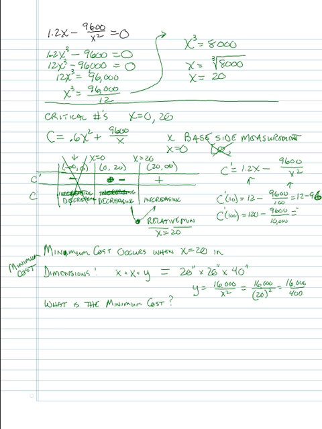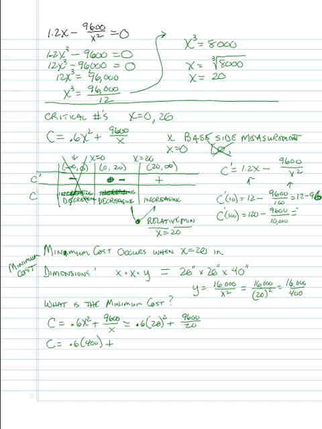Okay, well, what is the cost function? The cost function is 0.6x squared plus 9600 divided by x. So in this case, our x has to be 20 to get the minimum cost, so that's 0.6 times 20 squared plus 9600 divided by 20. Well, let's see. 20 squared is 400, so this is 0.6 times 400. And 9600 divided by 20 is what?